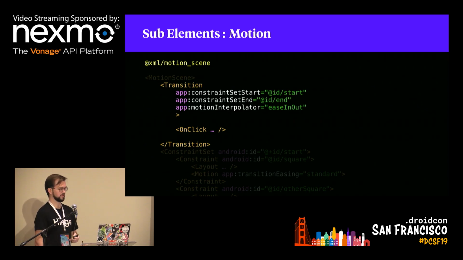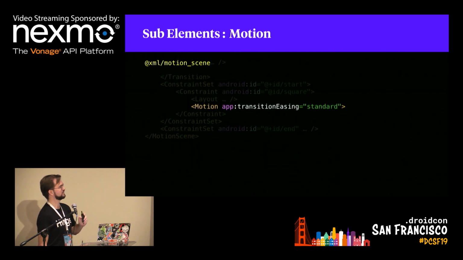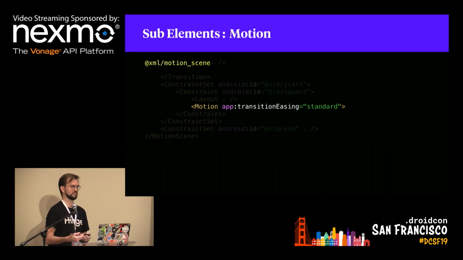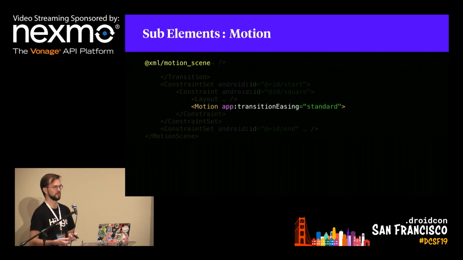Another thing that the motion sub-element can do is, I pointed out that interpolators can be set through the transition's motion interpolator. But another way to set interpolators is using transition easing. This allows you to set interpolators on a per view basis in different constraints. So if you want to have different views follow different interpolators, this is pretty straightforward. You just set whatever you want. If you've ever used Transition Manager and used a custom interpolator and tried to get Transition Manager to use the right interpolator on the right view at the right time in an animation, this is now easy.